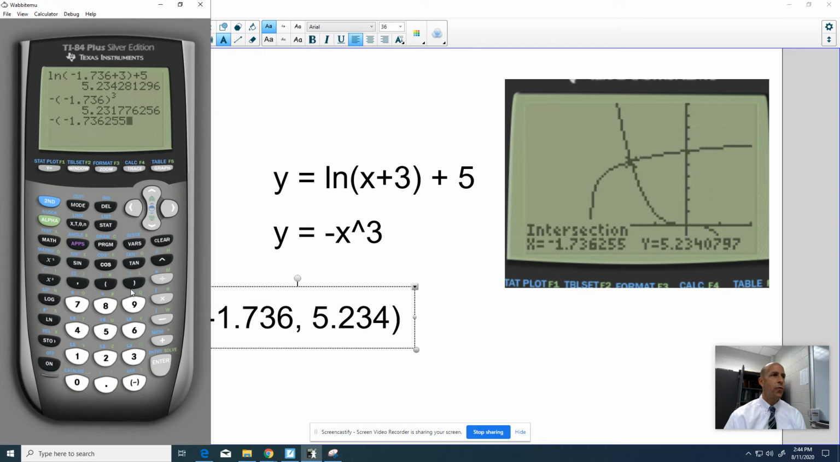0.73625. So I'm putting in more detail now. Let's see if I can get closer to that number and hit enter. There you can see it's much closer. Anyways, the point of the video is to show you how to solve simultaneous equations.